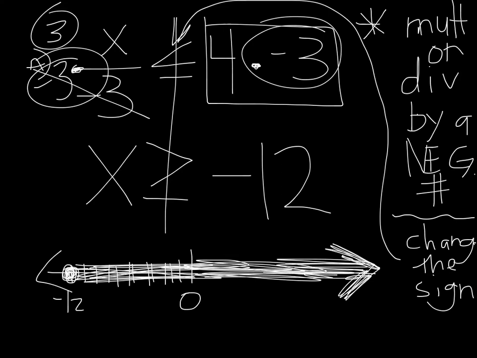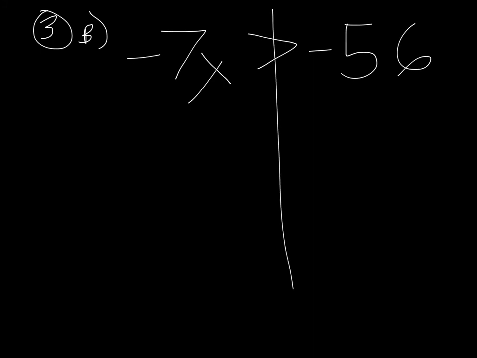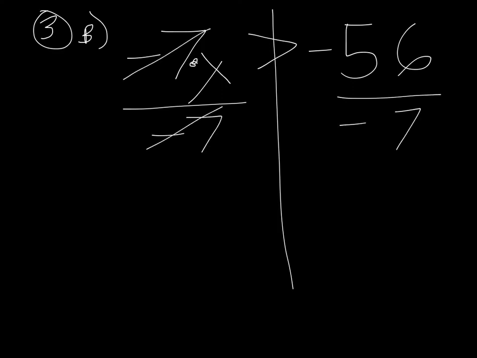Let's go to 3B. 3B says negative 7x greater than negative 56. Draw your line. To solve this one, don't solve it any different. The opposite of timesing is dividing, so divide by negative 7. So it leaves me with x. And then because I multiplied or divided by a negative, I got to flip the sign around. Change the sign, flip it over. Instead of greater than, it's now a less than sign. And then negative 56 divided by negative 7 is positive 8.